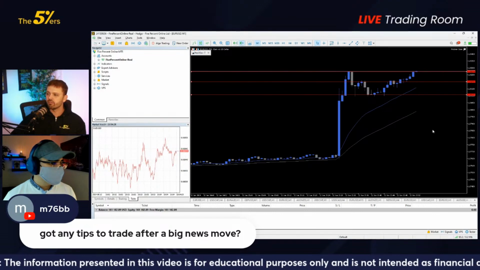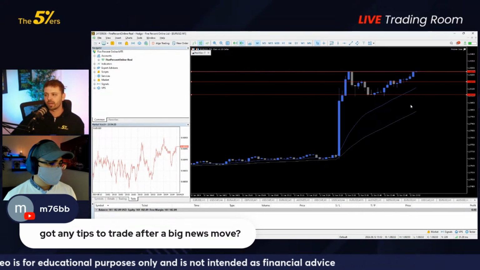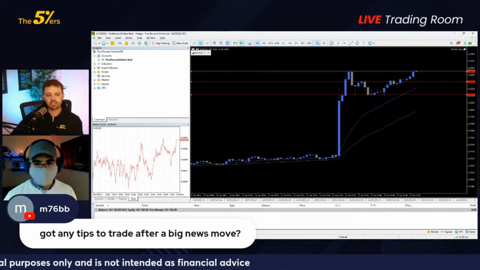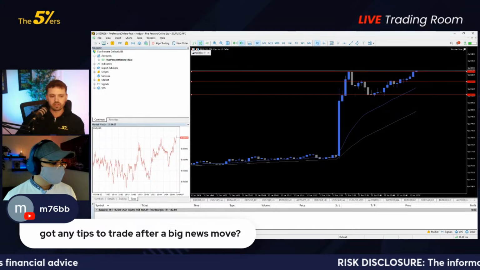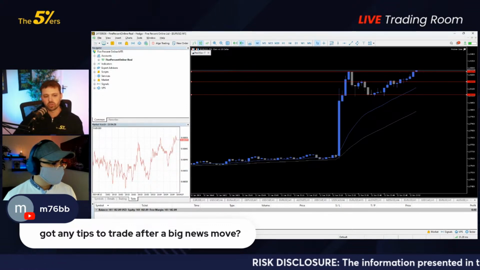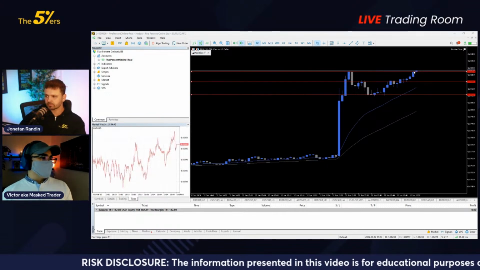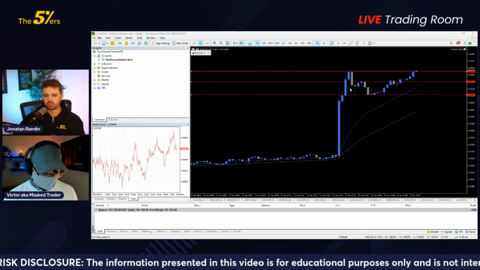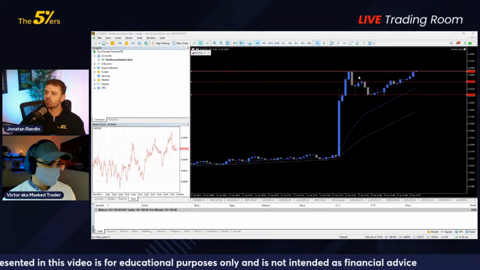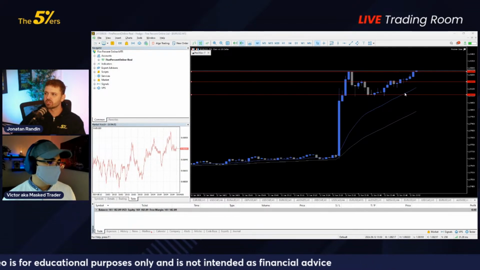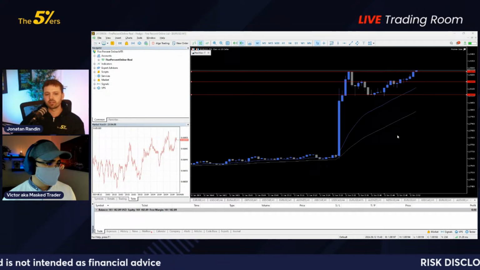So we have a very clearly defined range here on the 1 minute. And when we have this type of price action, this is actually answering a question from the user asking for any tips to trade after a big news event, when to get in. You need to wait for price structure to form first. When we only had this, we had no price structure, but now we're forming price structure on the 1 minute. So now we have an area where we can manage risk.